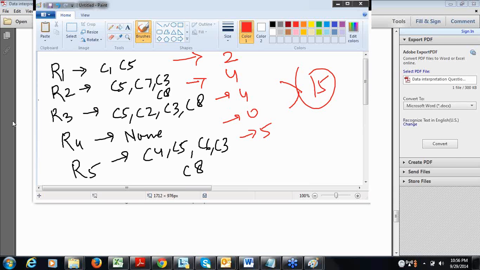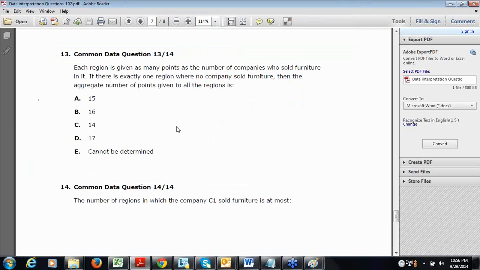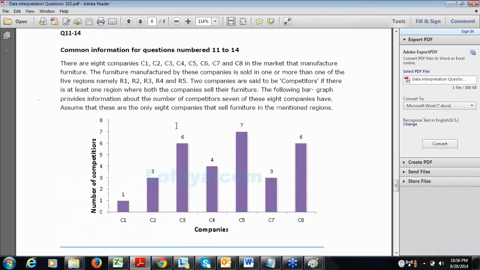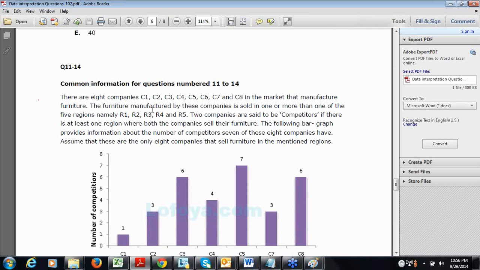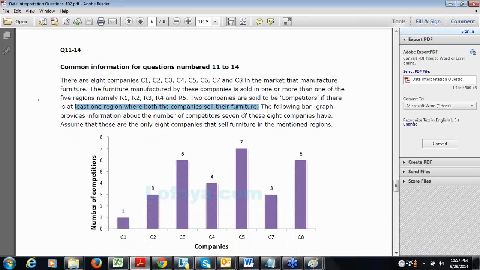See, read the question once again. The furniture manufactured by these companies is sold in one or more of the 5 regions R1, R2, R3, R4, R5. Two companies are said to be competitors if there is at least one region where both the companies sell their furniture. The following bar graph provides the competitors of 7 of the 8 companies.